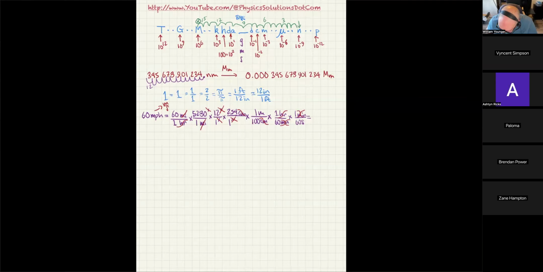So I'm taking 60 times 5280 times 12 times 2.54 times 1 times 1 times 1. That gives me a really big number, 9,656,064. And notice the only unit on top left is the meter, so I'll put that up there.